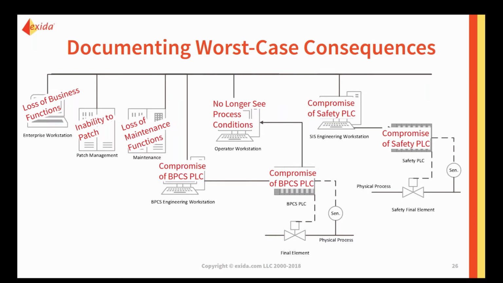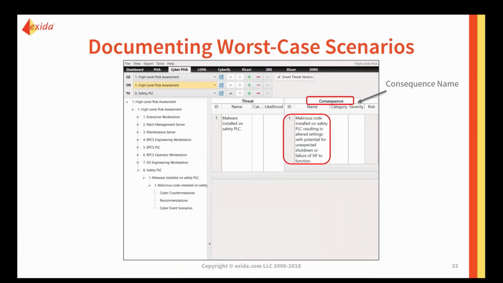And then when we look specifically at the BPCS system, there's a potential that our BPCS controller could be compromised if our engineering workstation is compromised. The same thing would go for the safety system. So if we look at the exSILentia tool worksheet, we can specify the threat that we're looking at, and also determine what the consequence would be and document that within the tool.